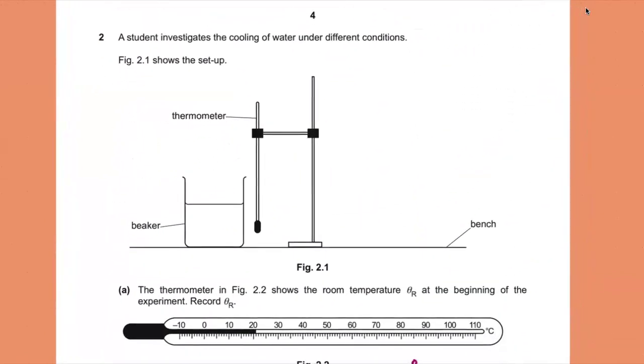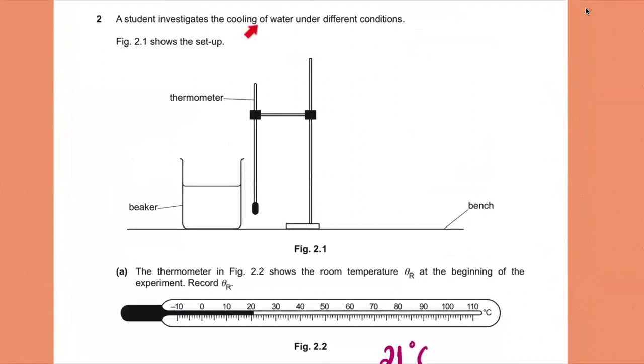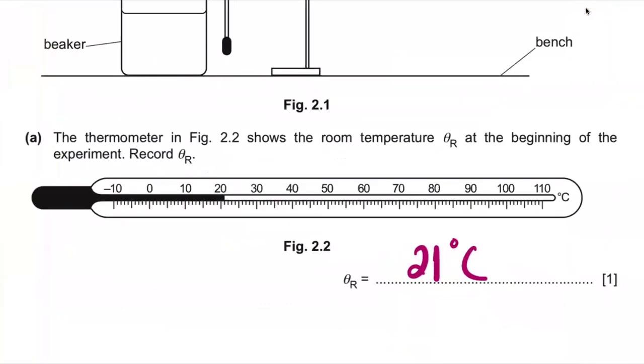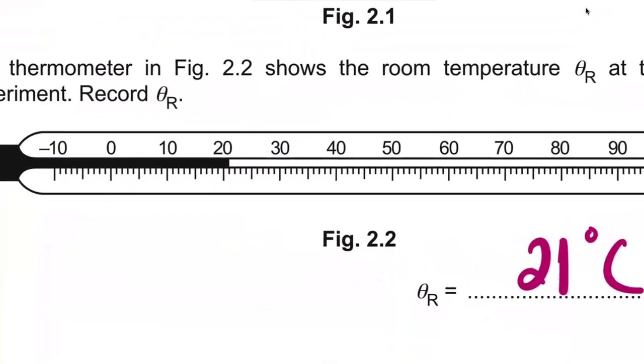Question number 2, a student investigates the cooling of water under different conditions. 2.1 shows the setup. There's the bench, a stand, and the thermometer, which is clamped, and this is a beaker. The thermometer in 2.2 shows the room temperature theta R at the beginning of the experiment, record theta R. If I just zoom in here, you have 10 divisions between 10 units, so each division must be 1. This is 1 after the 20, so this must be 21.